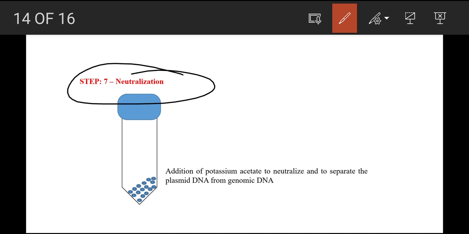Followed by cell lysis, there is another step called the neutralization procedure. What is the neutralization procedure? Here we add a chemical called potassium acetate, which will neutralize the suspension and enable us to separate the plasmid DNA from genomic DNA, because genomic DNA is a high molecular weight substance. Once the genomic DNA is degraded, there are possibilities for the release of proteins into the cell suspension, which in turn contaminate your plasmid DNA. To avoid that, we neutralize the suspension by the addition of potassium acetate.